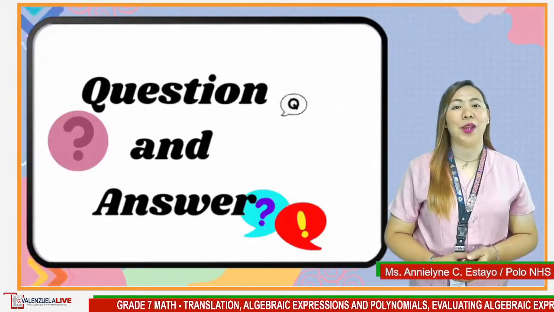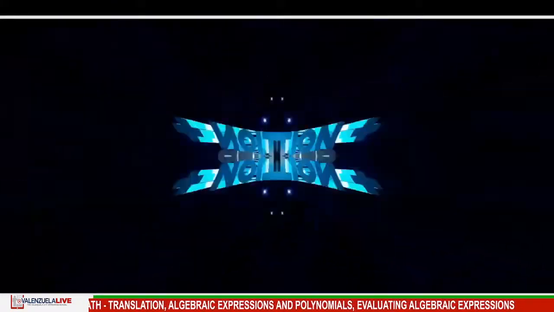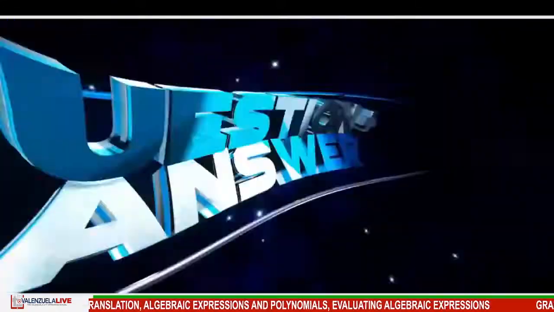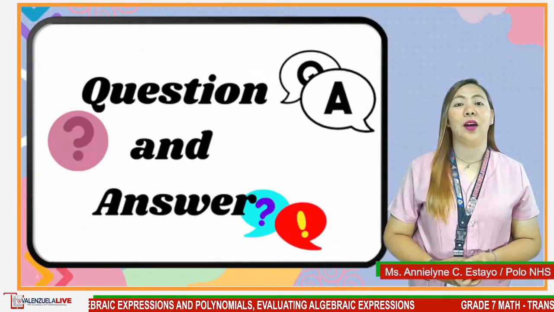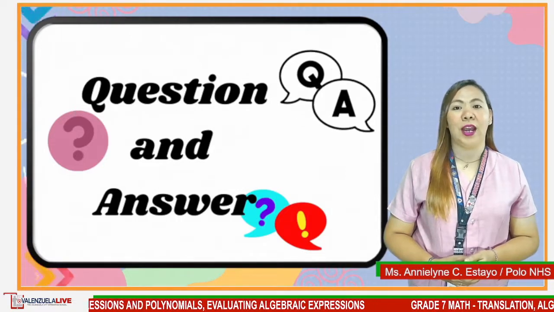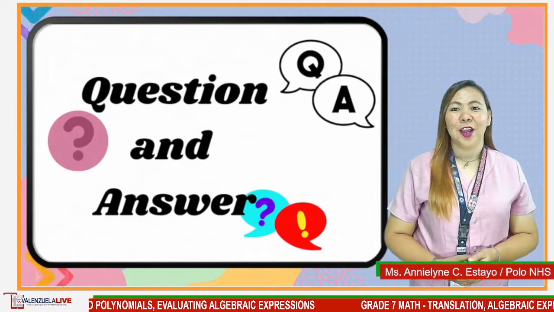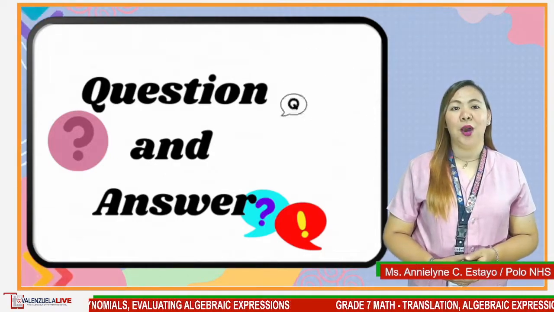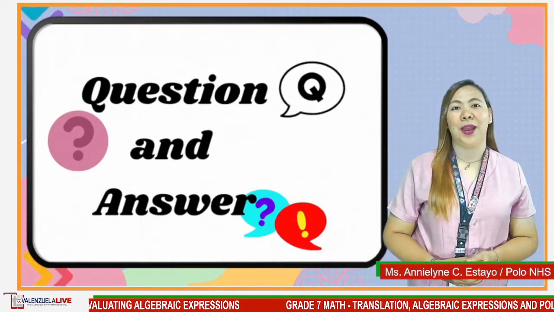Let's now have the question and answer. For the first question, coming from our random viewer in the comment section, what do we call a polynomial with more than 3 terms? We simply call a polynomial with more than 3 terms as polynomial or a multinomial.